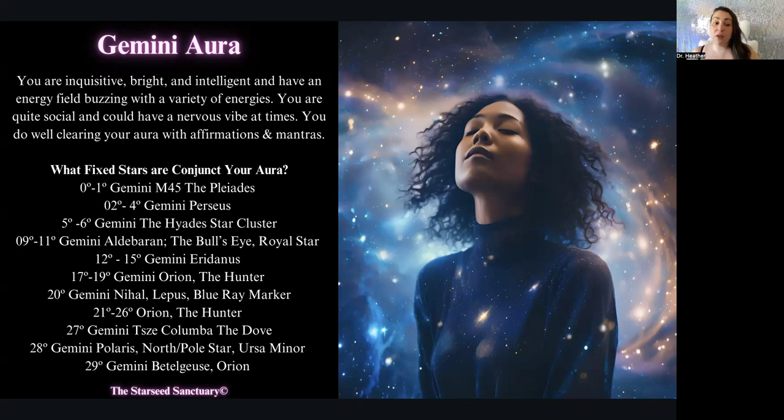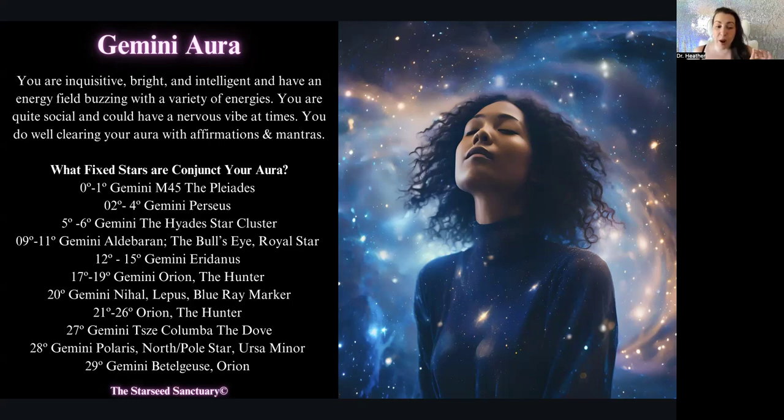So 0 to about 1 degrees is going to be the Pleiades again. 2 to 4 degrees is going to be Perseus, the hero. 5 to 6 degrees is going to be the Hyades star cluster, half sisters to the Pleiades. 9 to about 11 degrees is going to be Aldebaran, the bullseye, one of the royal stars and very much connected to Archangel Michael. About 12 to 15 degrees is going to be aligned with Eridanus, the river. 17 to 19 degrees is going to be Orion, the hunter, specifically Rigel, the fixed star Rigel there.